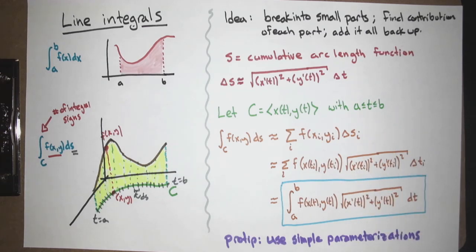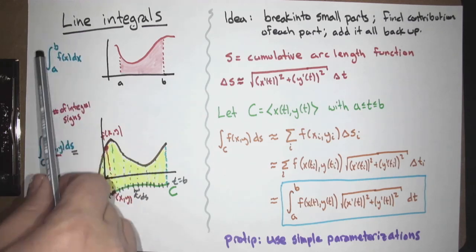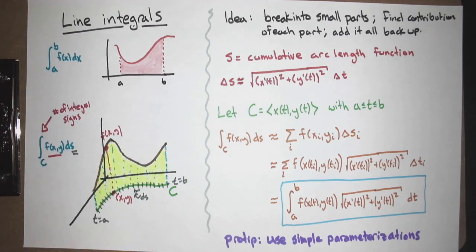And then we say, okay, let the number of pieces get big, and instead of a sum, we get an integral. Integral a to b, f of x of t, y of t, square root of x prime squared plus y prime squared dt. So we can convert this integral along a curve to an integral that we're more comfortable with, an integral from a to b, like something from Calc 1.